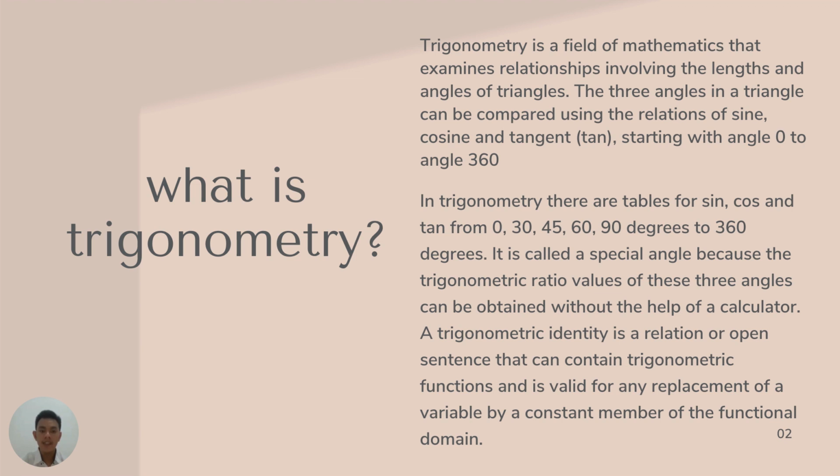angle 360. In trigonometry, there are tables for sin, cos, and tan from 0, 30, 45, 60, 90 degrees to 360 degrees. It is called a special angle because the trigonometric ratio value of these triangles can be obtained without the help of a calculator. A trigonometric identity is a relation or open sentence that can contain trigonometric functions and is valid for any replacement of a variable by a constant member of the functional domain.